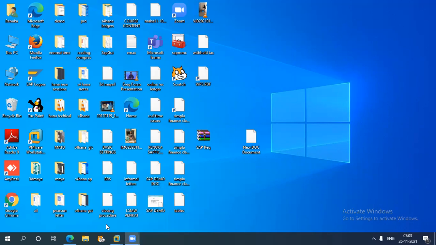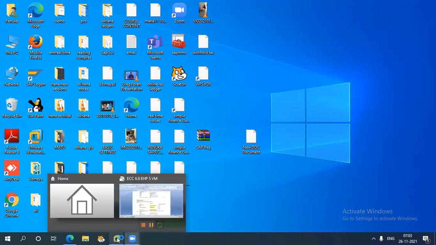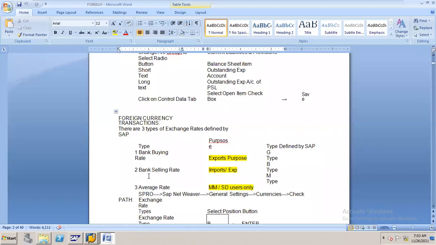Average rate, nothing. Suppose bank buying is 70. Bank selling is always high, the bank sells to you at a higher price than when it buys from you. Bank selling means 72. Average means 70 plus 72 by 2, which is 71. Understood? That is called average rate.